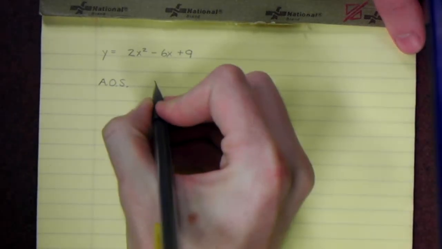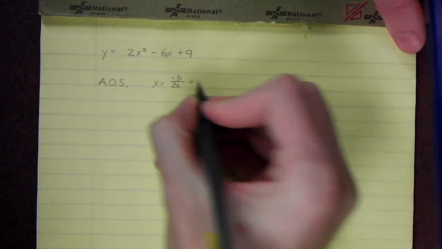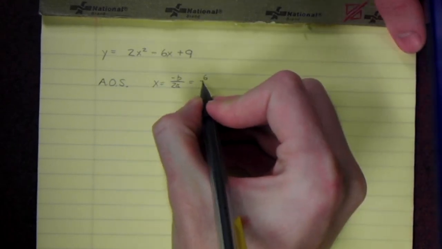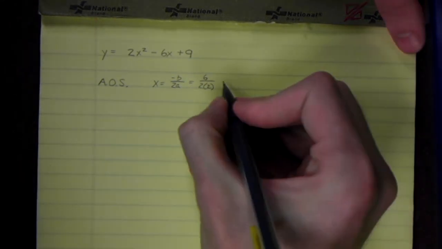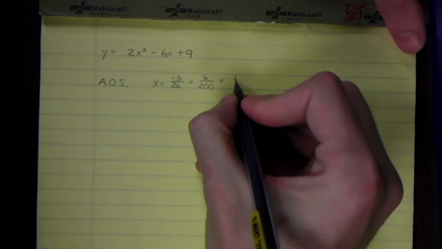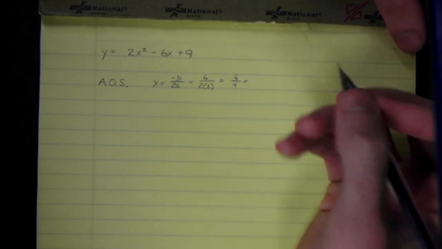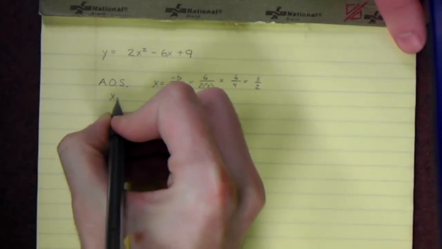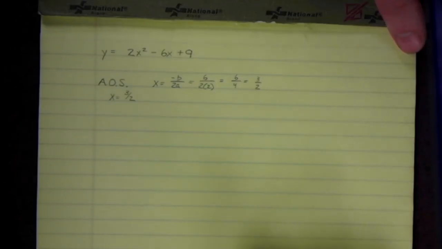So we still want to start out the same kind of way here. Finding the axis of symmetry would be x equals negative b over 2a. In this case, b would be negative 6, so negative and negative 6 would be positive 6 over 2a, which in this case is 2. So that would be 6 over 4, which should reduce down to 3/2. So our axis of symmetry would be the equation of the line x equals 3 over 2.